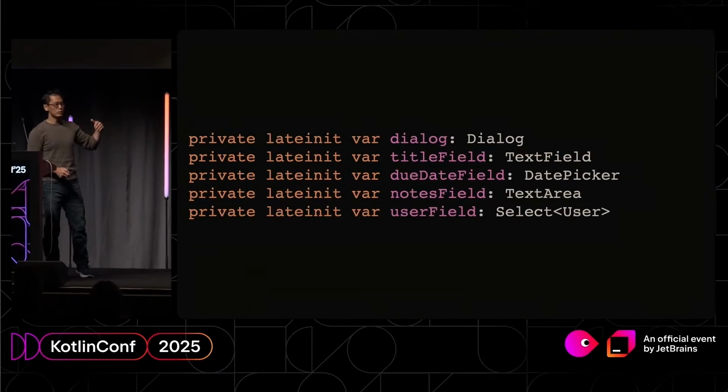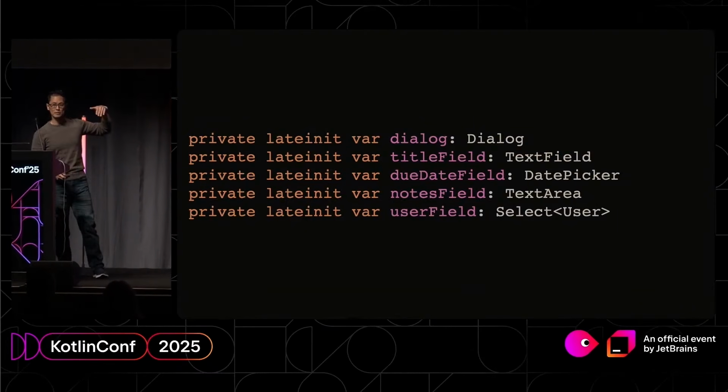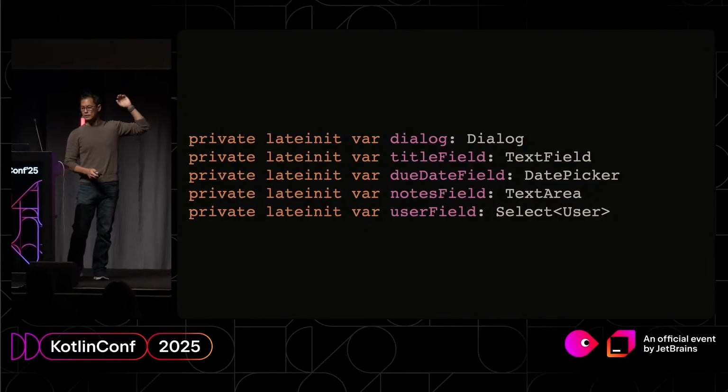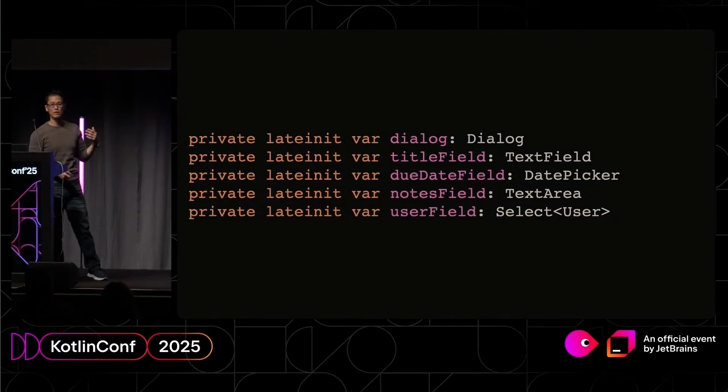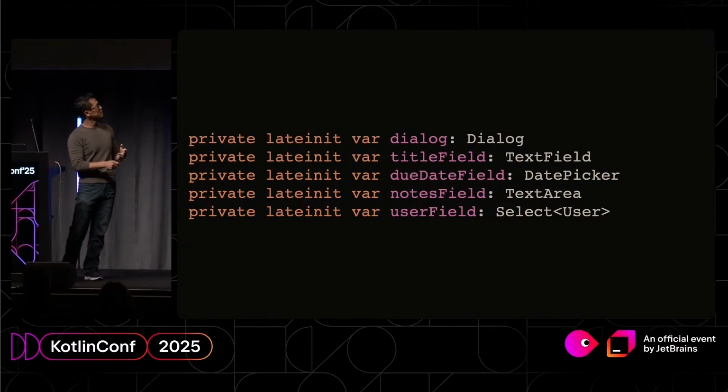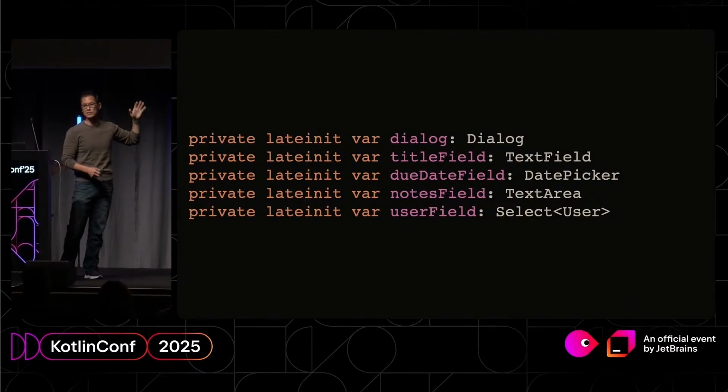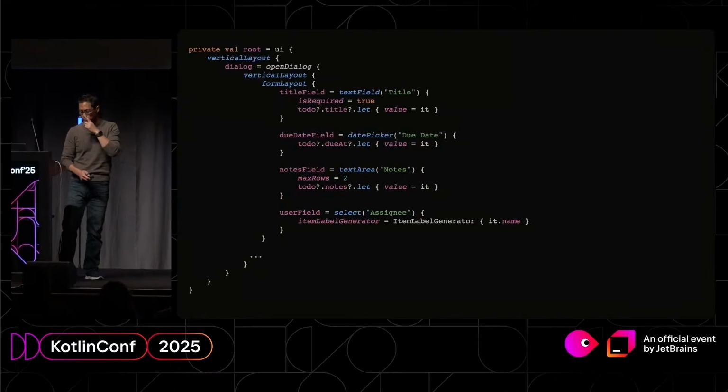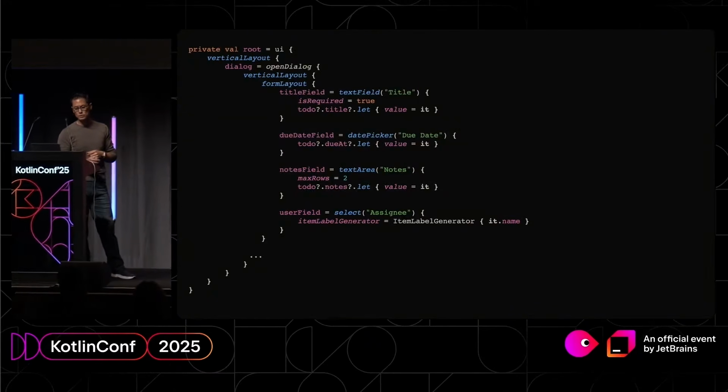At the top of this class, we're just creating a bunch of the fields, basically. We're going to create a dialog, a title field, due date, notes, and user field. You can see all the different types that it provides. These are all Vaadin components: dialog, text field, date picker, text area, select, the whole gamut of things you can create in a form. And this is how they are used.